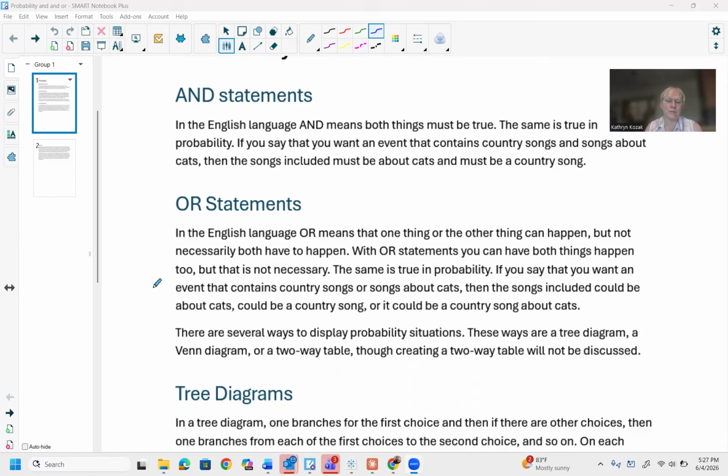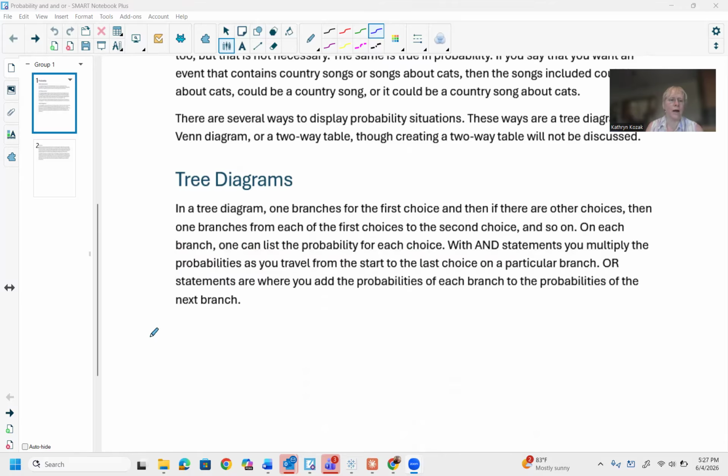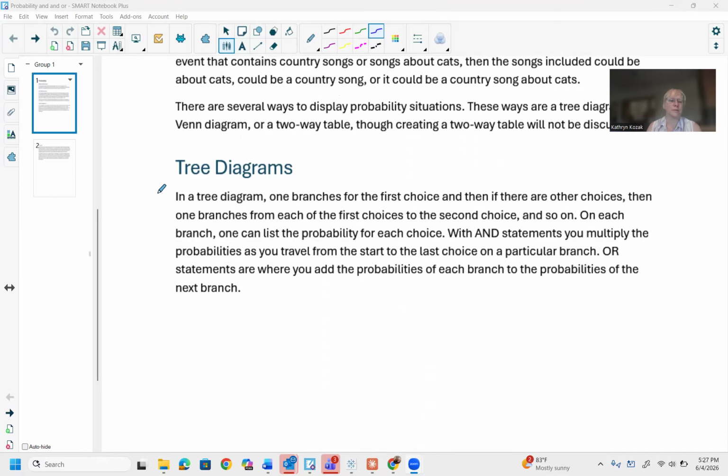There are several ways to display probability situations. These ways are a tree diagram, a Venn diagram, and a two-way table, though creating a two-way table will not be discussed, because you need technology to do that. So it's a little bit more work than we want to do.